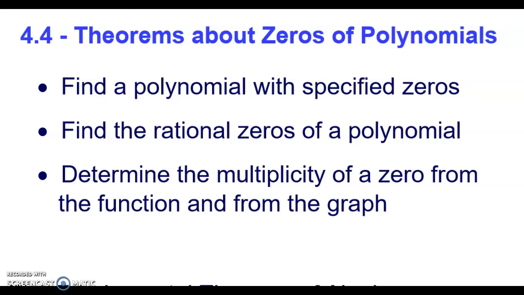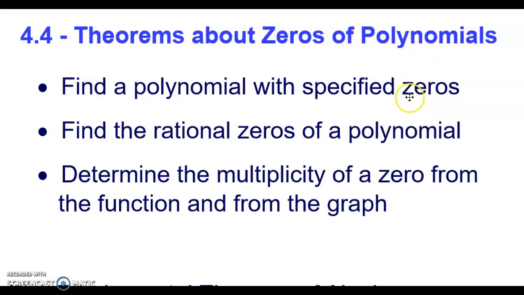In section 4, we want to look at some theorems about zeros of polynomials. Specifically, we're going to be trying to find a polynomial given certain zeros. We want to find rational zeros of a polynomial, and we want to be able to determine the multiplicity of a zero from the function as well as from the graph.